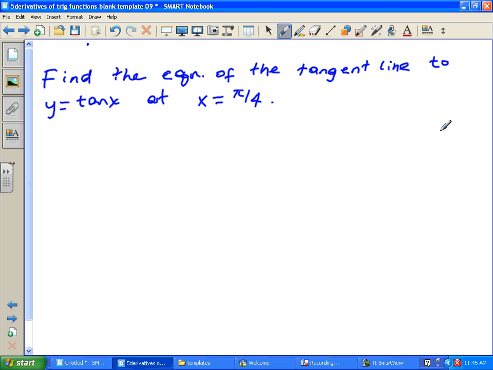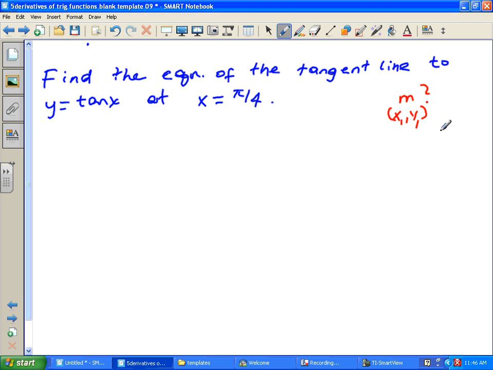All right, let's also take a look at this question. Find the equation of the tangent line to the given function y equals tangent x at the given point x equals pi over 4. So to find the equation of a tangent line, we need to know a few things. We need to know the slope of the tangent line, and we need to know a point that this line goes through, as in x sub 1 and y sub 1. Basically, once we know that ordered pair x sub 1, y sub 1, and the slope, we can write the equation of this line. Let's begin with the slope.